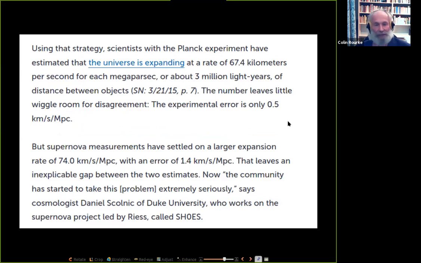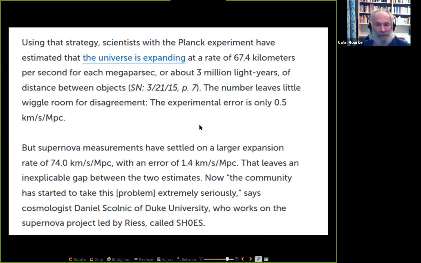And the stuff is so accurate now. They've got this cosmic microwave background so precise. They know the experimental error is only 0.5 kilometers per second per megaparsec. So that's somewhere between 66.9 and 67.9.